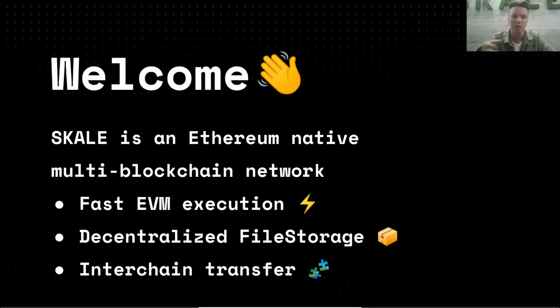So, what are the main features of SKALE? It has fast EVM execution and fast contract deployment, and transactions work very fast. It has decentralized file storage that allows you to store your files right on the blockchain. It has interchain transfers that allow you to swap tokens between a chain and the mainnet, and between chains.